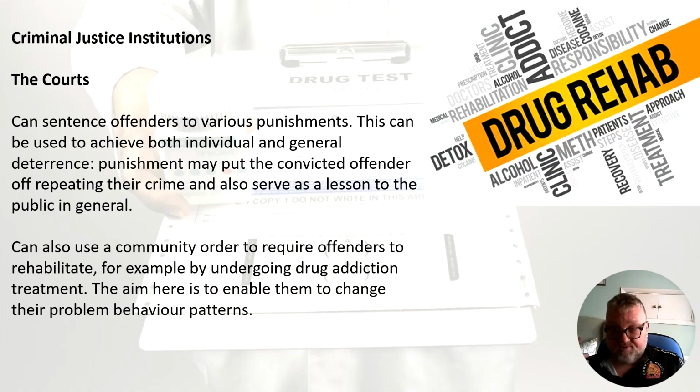The courts can issue a community order which requires offenders to rehabilitate, for example, undergoing drug addiction treatment. The aim here is to enable them to change their behavioural patterns. So that, again, is how an institution, the courts, achieves social control.